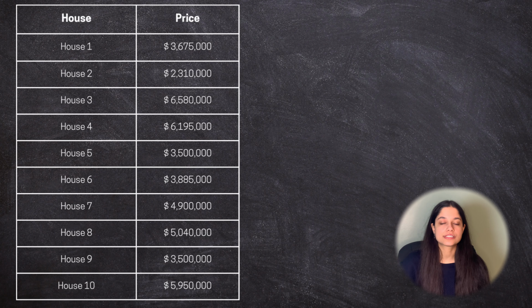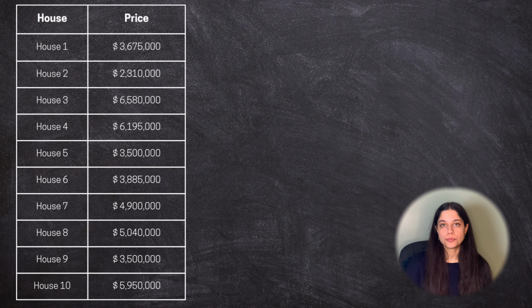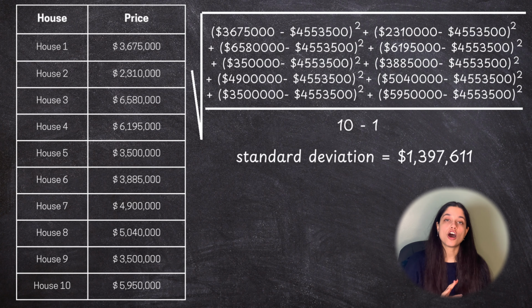So back to our housing data set example. Here we can see that the range is $4.2 million. The standard deviation is about $1.4 million. This means that on average, the price of each house in this data set is about $1.4 million away from the mean price, which remember was about $4.5 million.